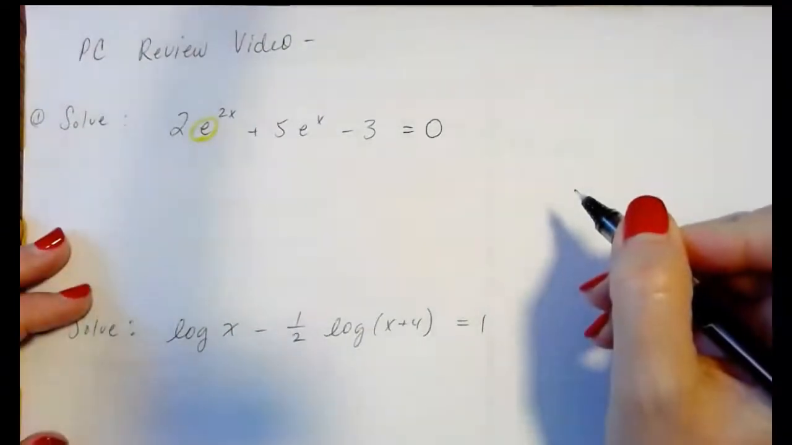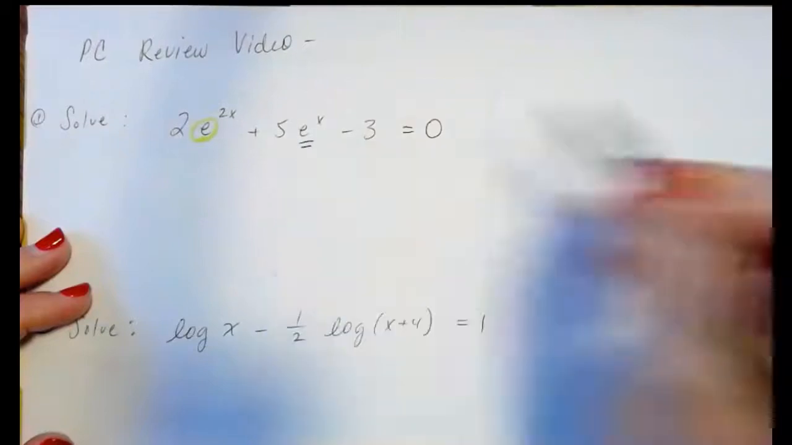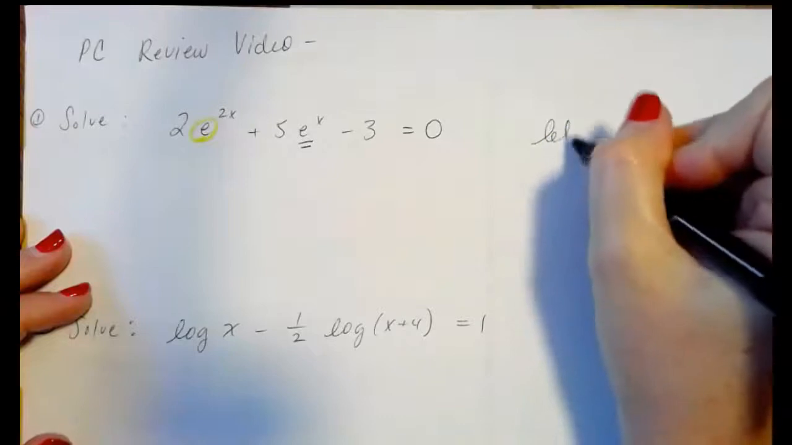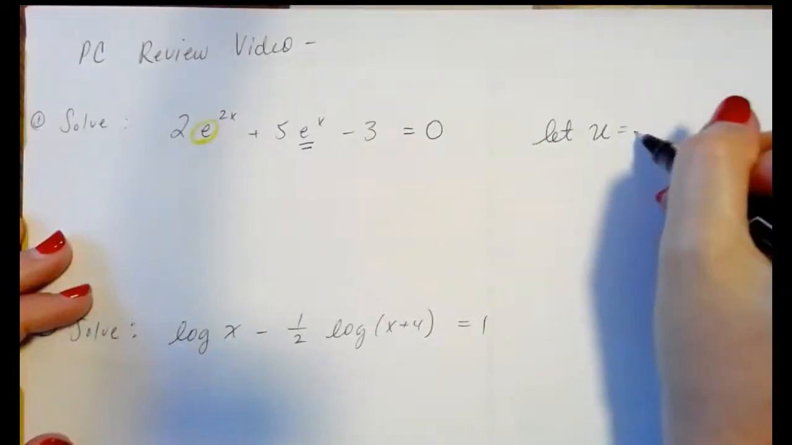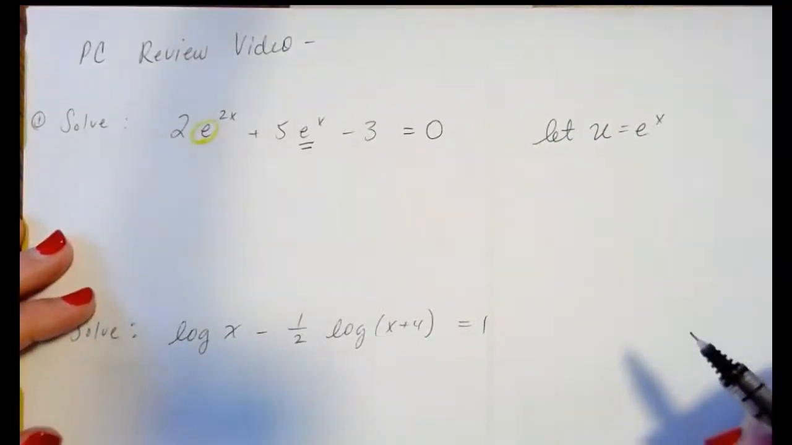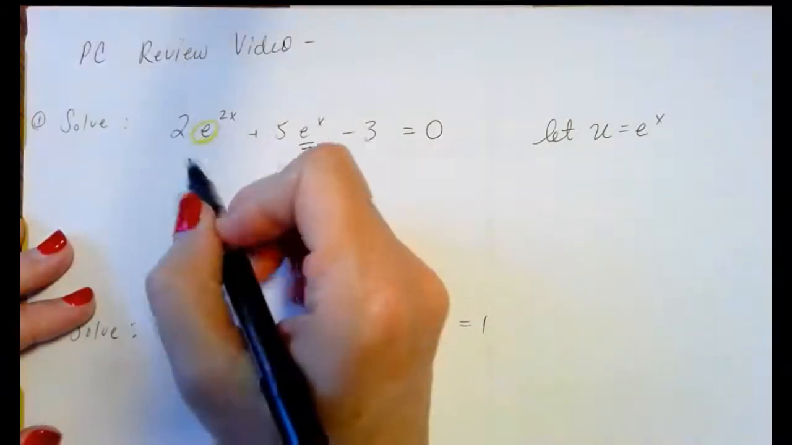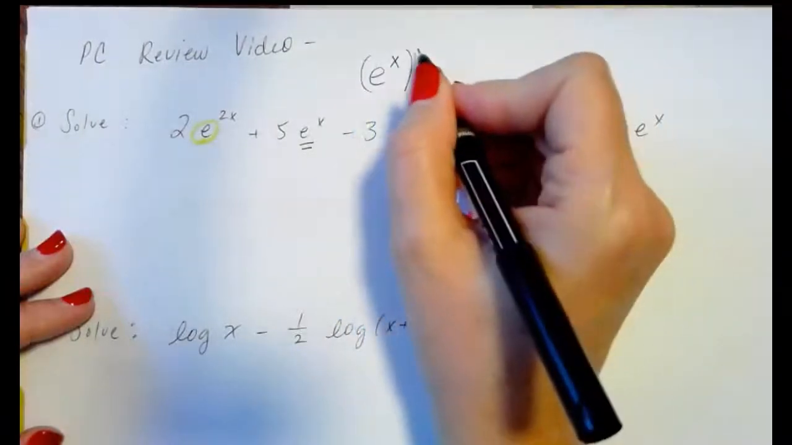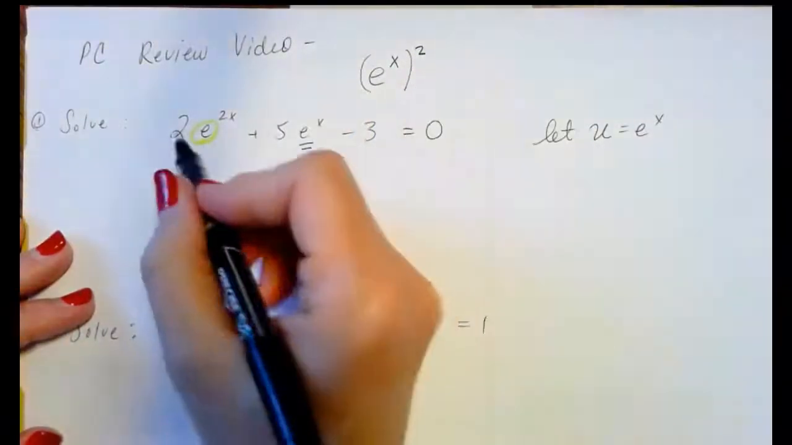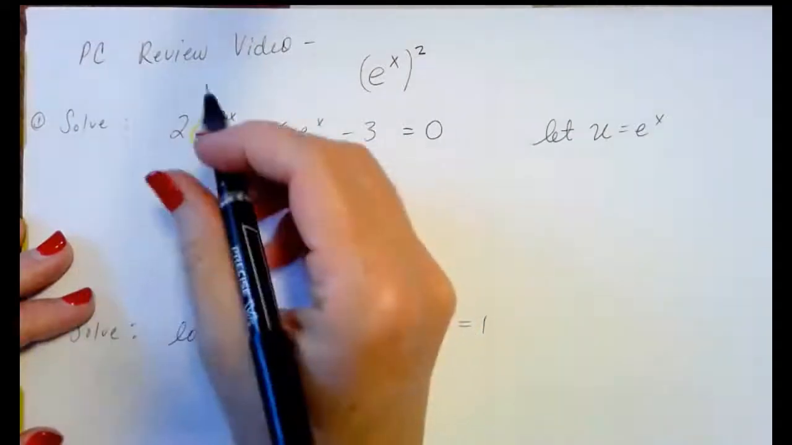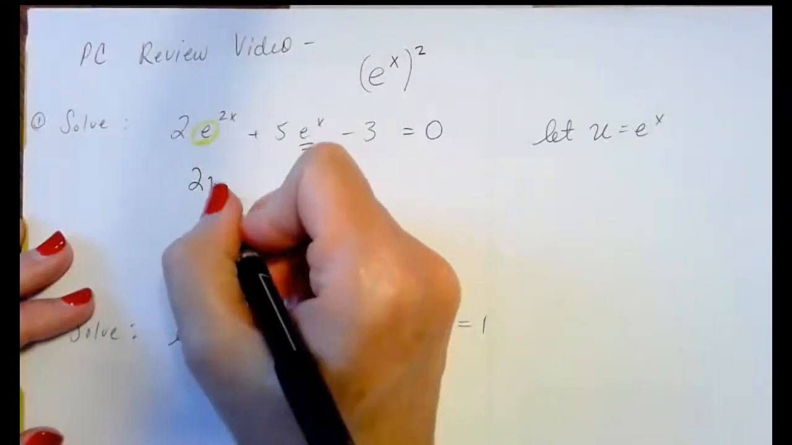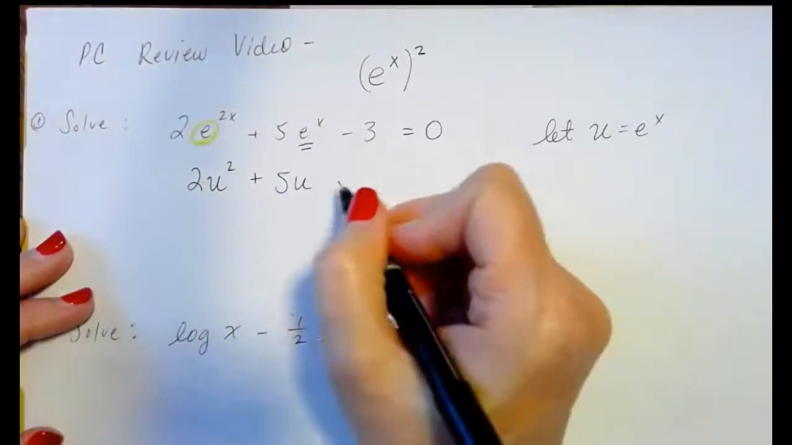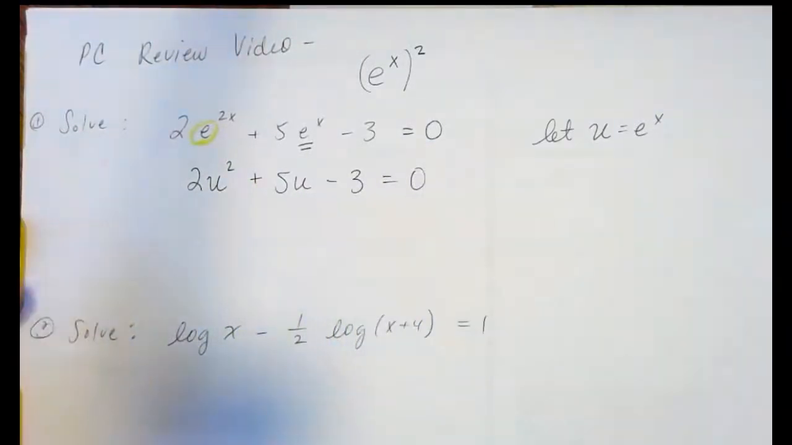So these are the ones that we learned to look at that middle term, and that middle term tells you what your substitution should be. So let's let u equal e to the x. So if u equals e to the x, then e to the 2x, remember, means the same thing as e to the x squared. So 2e to the 2x, we'll just let that be 2u squared. And then here, this is 5u, this is 3, and that is 0.